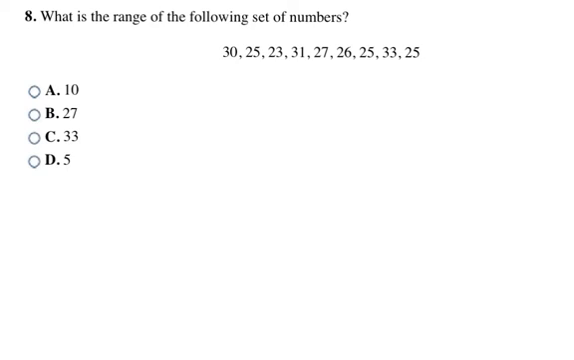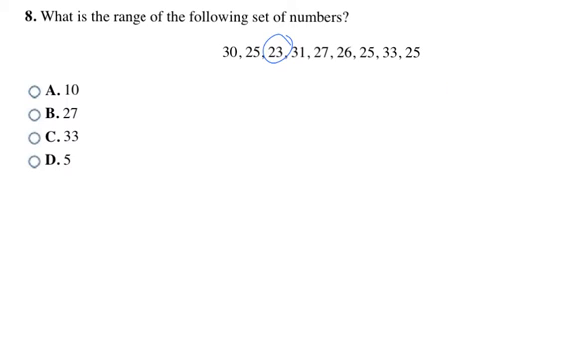This problem here asks to find what is the range of this set of numbers. So that means I'm going to need the smallest number minus the biggest number. So I'm going to look through and see if I can pick out the smallest number. So I see a 23, and I'll double check that none of these numbers are smaller than 23. 30, 25, 31, 27, 26, 25, 33, 25. Nope, that's the smallest, 23.